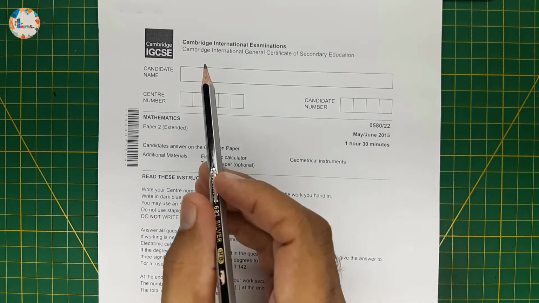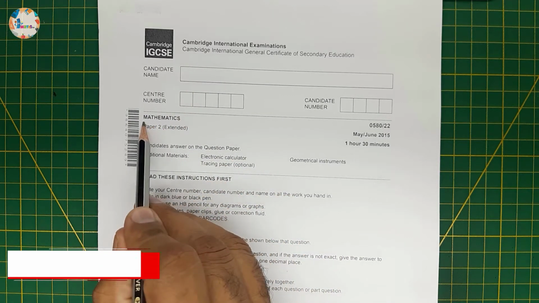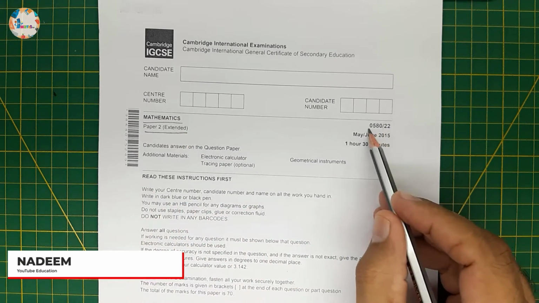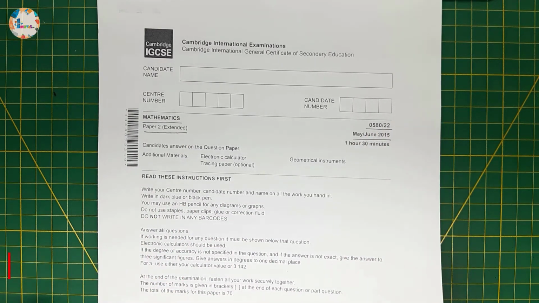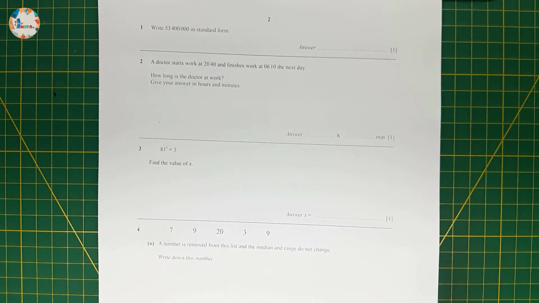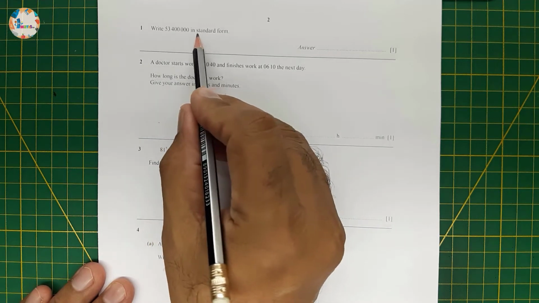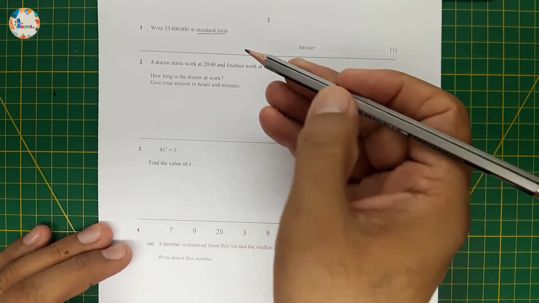Today we'll be going through IGCSE Cambridge Mathematics Paper 2 Extended 0580/22 May/June 2015. Question number 1, we have to write it in standard form.